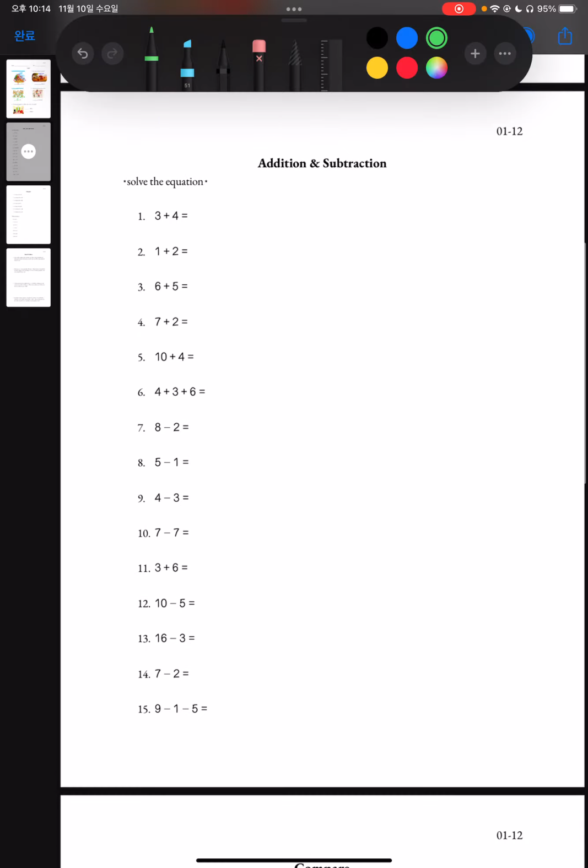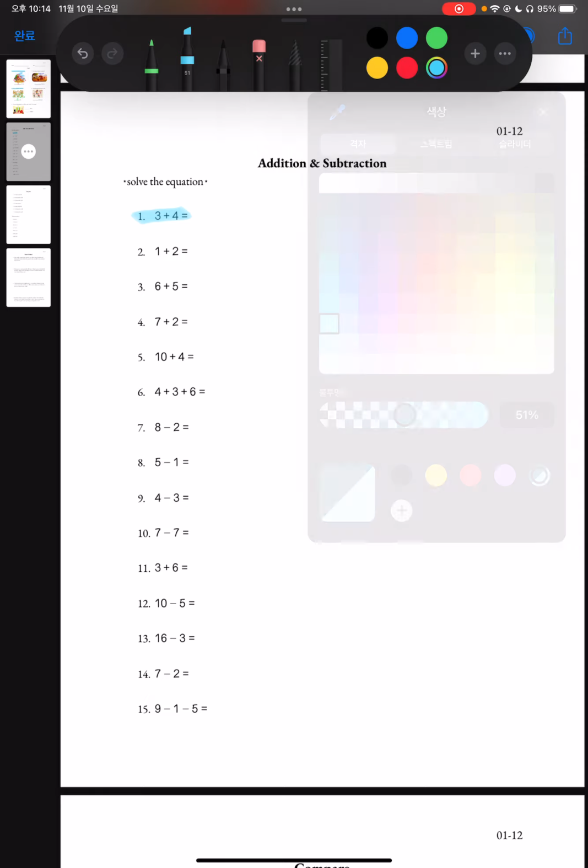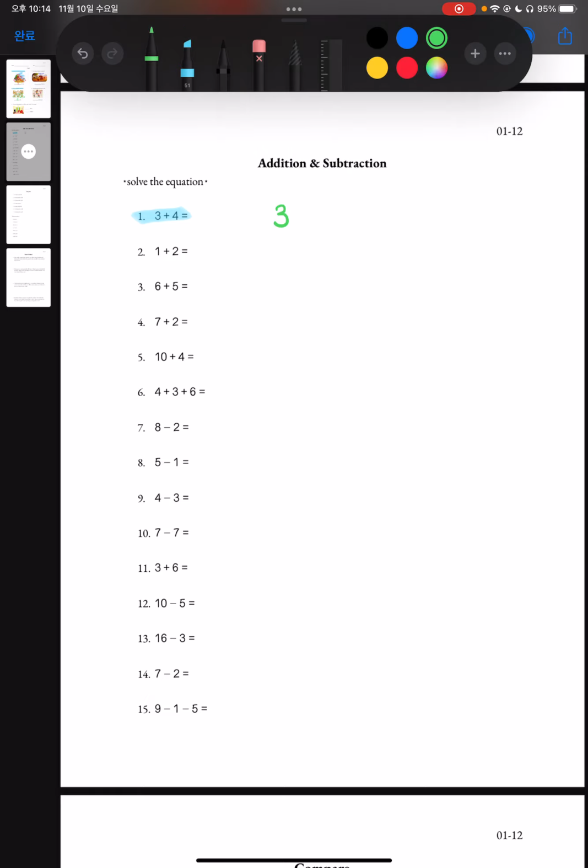Addition and subtraction. Because there are several ways and methods to solve addition and subtraction problems, I'll introduce a few of them. So the first one is 3 plus 4, and I'll be using a step method to solve this question. Starting with 3, I'll move 1, 2, 3 steps to the right, because that's adding 4, and after that I'll just count 3, 4, 5, 6, 7, and the answer for number 1 is 7.